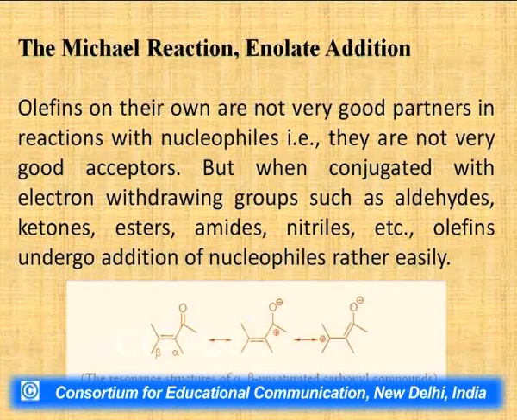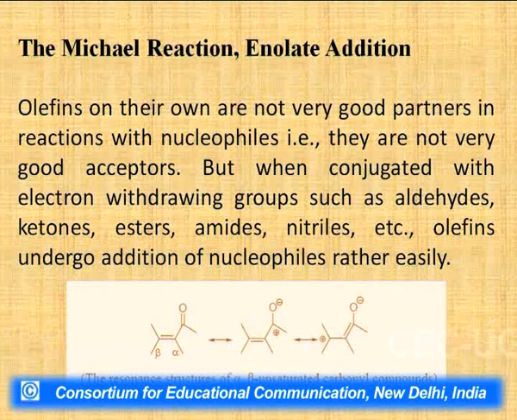The Michael reaction. What is the Michael reaction? There is a 1,4 addition of enolate ion. Olefins on their own are not very good partners in the reaction with nucleophiles, and we know that carbanions are nucleophiles. So they are very good acceptors when conjugated with an electron withdrawing group. What are electron withdrawing groups? When a group has an electronegative atom like carbonyl in aldehydes, ketones, esters, amides, nitriles, acid derivatives, all having carbonyl group, they undergo addition of nucleophiles rather easily.